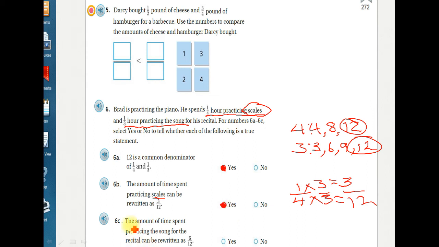Okay, 6C, the amount of time spent practicing the song for the recital can be rewritten as 6/12. So again, now I go and find the recital. Well, that's 1/3. And I set it up the same way that I set up 6B. Can I rewrite that as 6/12? Will those be equal? Well, I know I can multiply 1 times 6 to get 6. But if I multiply the bottom by 6, does that give me 12? Well, 3 times 6 is 18. It should be 18, so that is not equal. So no, that is not true.